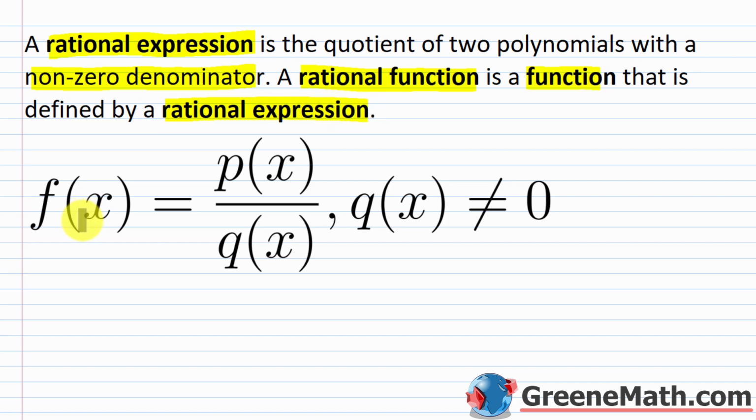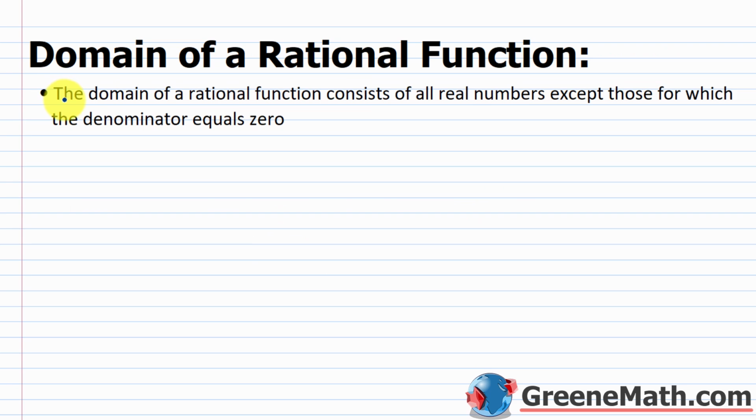So here we've set up a little function. We have f of x equals p of x over q of x, where again, q of x is not equal to 0. So p of x and q of x, those are polynomials, where again, q of x, this guy in the denominator, is not 0. So the domain of a rational function consists of all real numbers, except those for which the denominator equals 0.